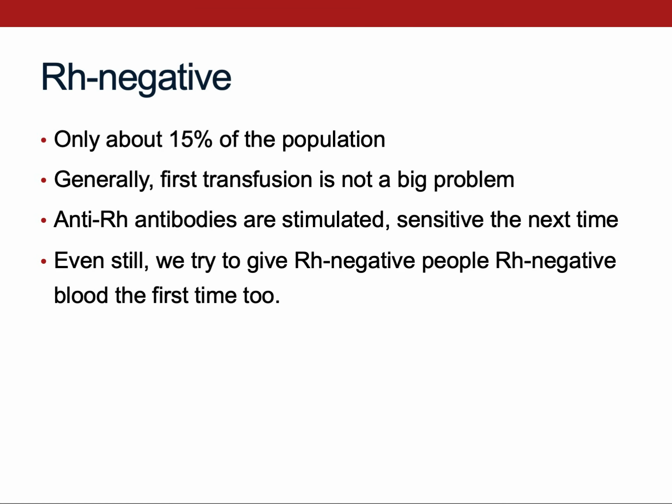When we are talking about Rh negative people, they're only about 15% of the population, so most people do have positive blood. And you want to still try to match blood type. So if you're Rh positive, you can get positive or negative blood. If you're Rh negative, you can only get negative blood.